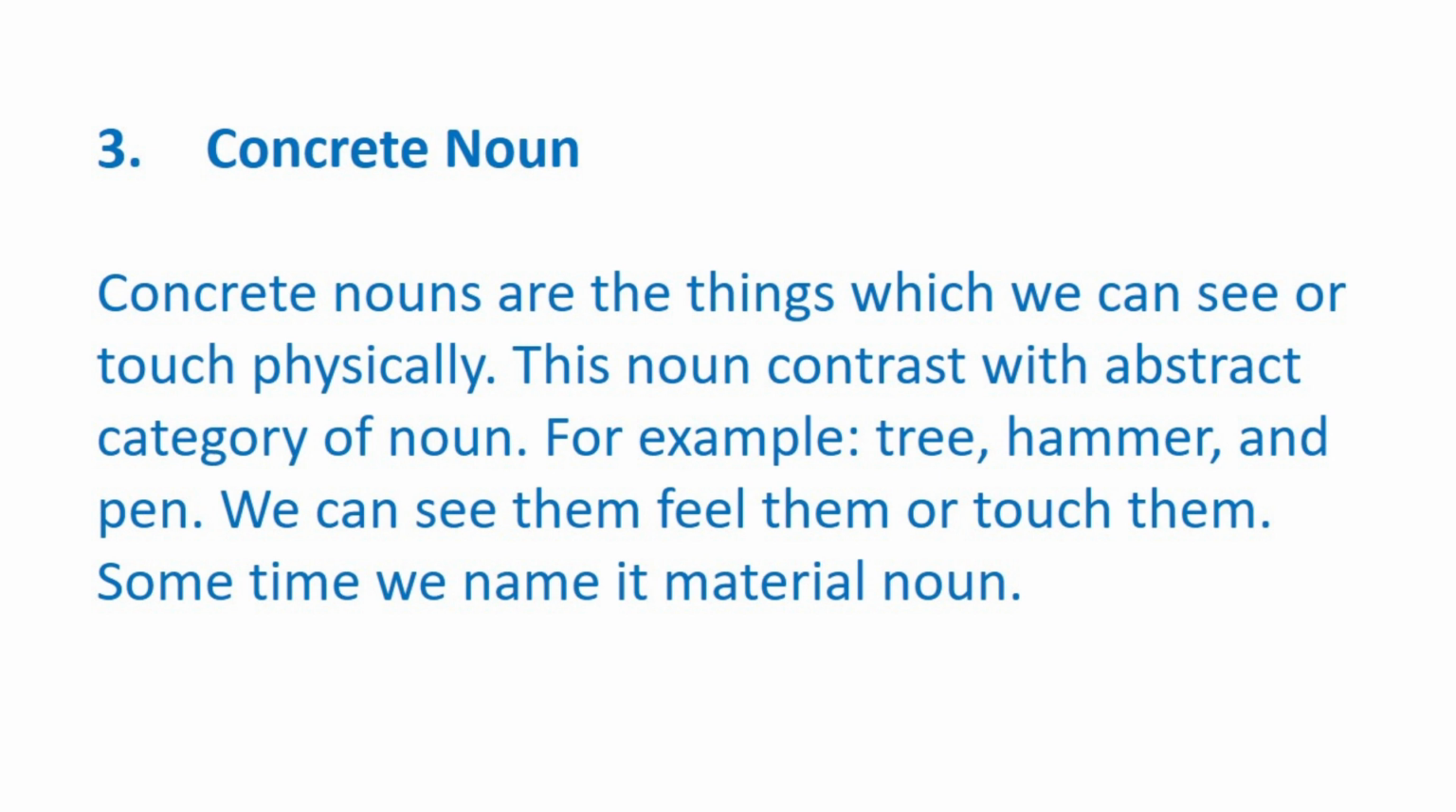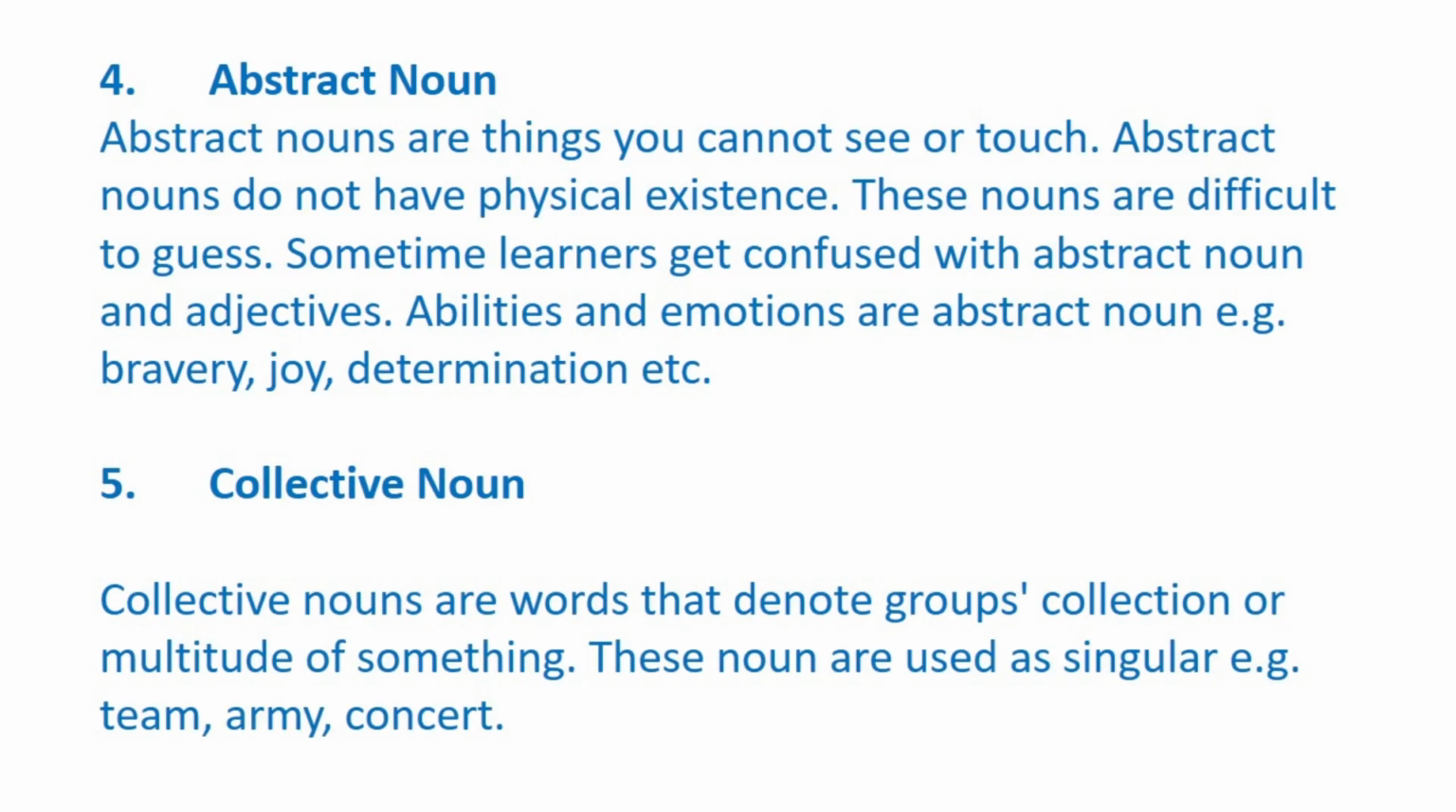Sometimes we name it material noun. 4. Abstract noun. Abstract nouns are things you cannot see or touch. Abstract nouns do not have physical existence. These nouns are difficult to guess. Sometimes learners get confused between abstract nouns and adjectives. Abilities and emotions are abstract nouns, e.g., bravery, joy, determination, etc.